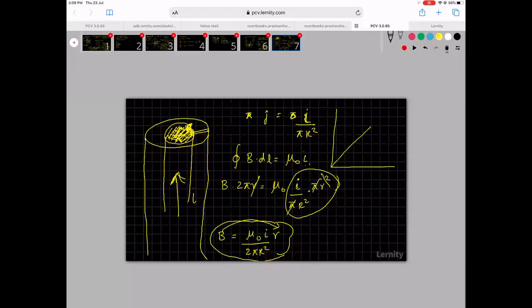Once R crosses the radius, now the magnetic field here is uniform because the current is uniform. So now it will become mu naught I by 2 pi R, so it is inversely proportional. Up to the circumference, it will go like this. Beyond the circumference, it will go this way. So that is how B changes with R.